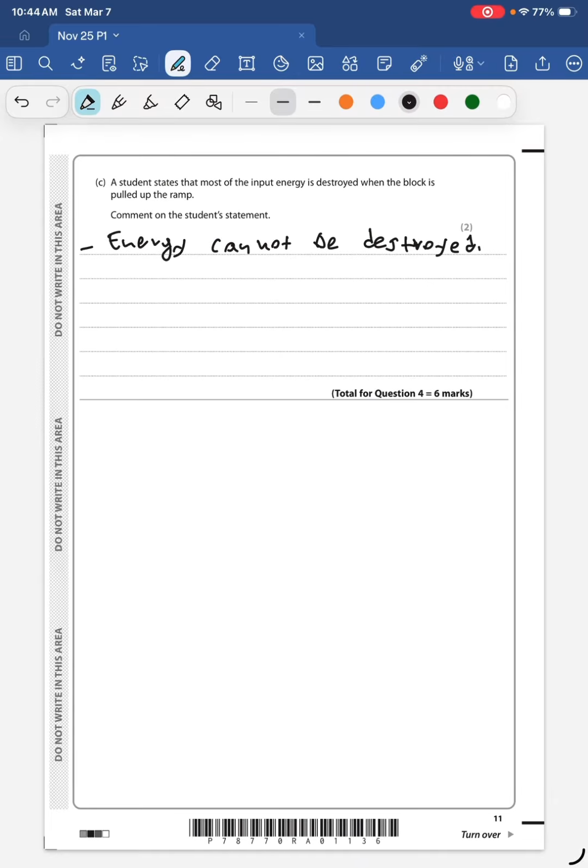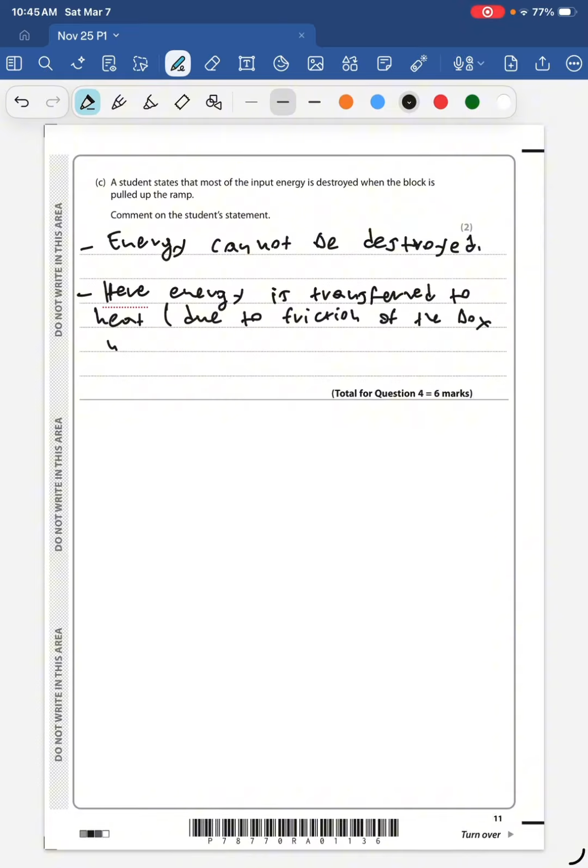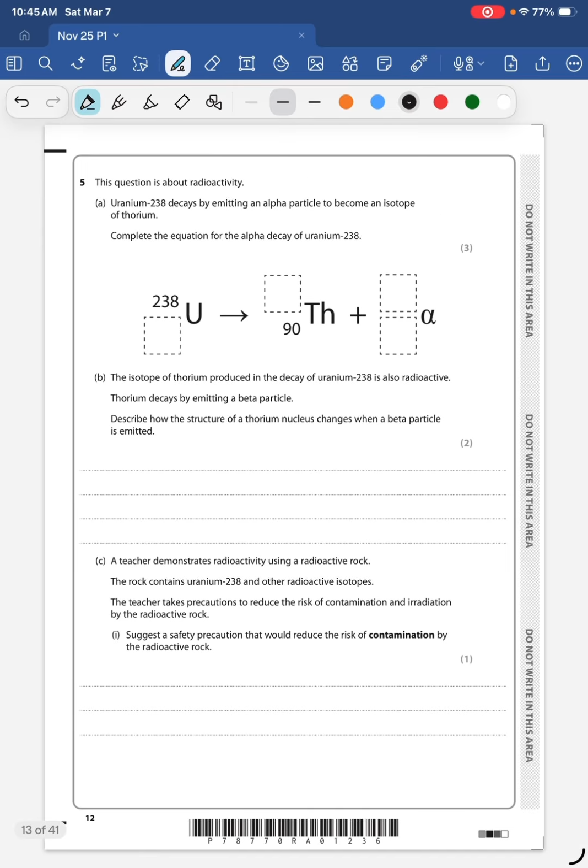So where is this energy transferred then? I mean, if it's not destroyed, where does it go? It becomes heat, right? So here energy is transferred to heat, and probably the heat is due to friction of the box with the ramp. Okay, this was question number 4. Moving on to question number 5.